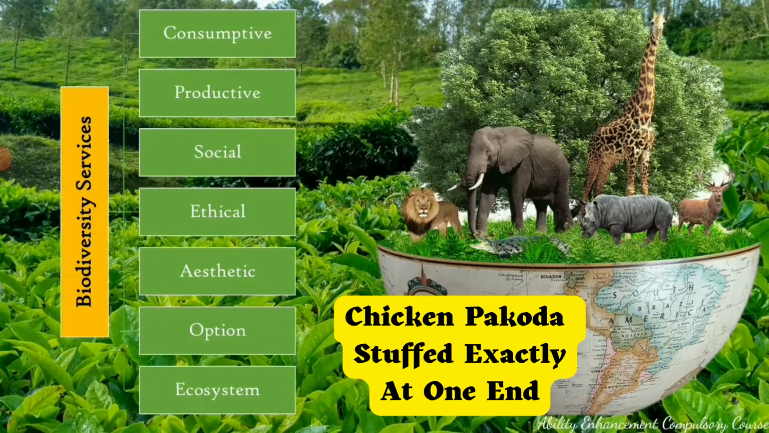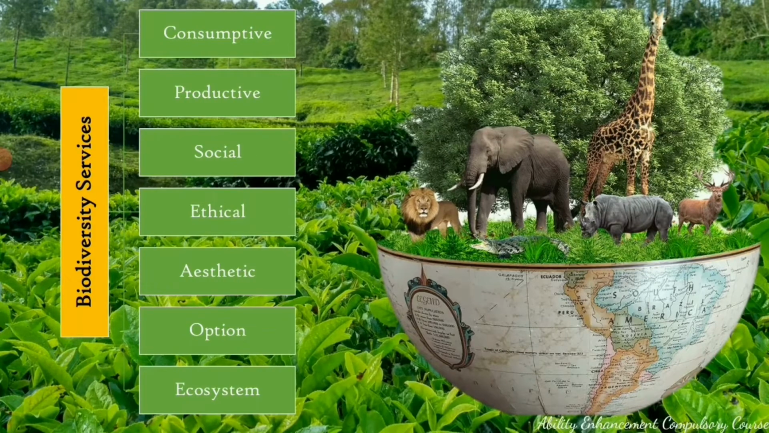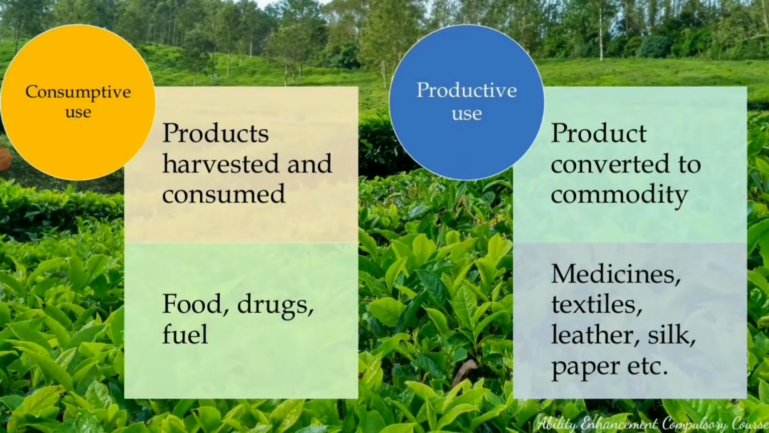So chicken pakoda stuffed exactly at one end is one easy way that you can think of for remembering all the 7 headings of the value of biodiversity. Let's look at each one of them in detail. Now, the first 2 uses that I have put over here are direct uses, that is, uses which are associated with monetary benefit. The first one is the consumptive use.